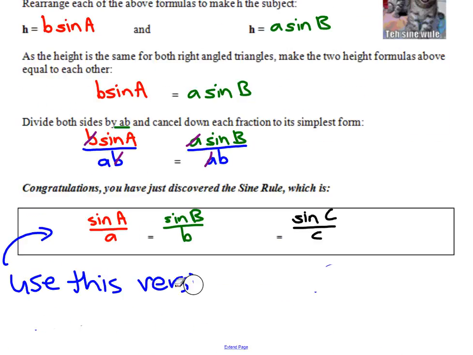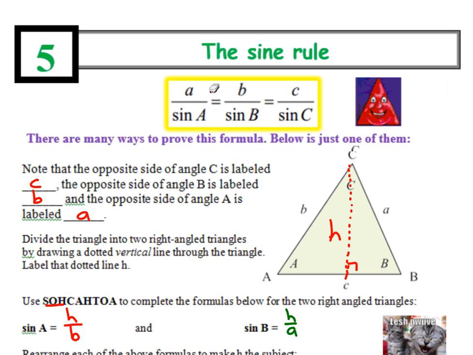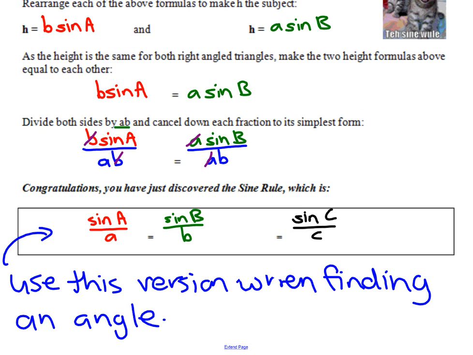What we tend to use is this flipped version when finding an angle, because what do we have on the top? We have an angle. This is just my suggestion, because it's easier to have the unknown that you're searching for on the top. It's just easier to rearrange. When you're looking for a missing length, use the version that they give you in the formula booklet. When you're looking for a missing angle, I would suggest using the flipped version. It's just easier to solve when you've got the unknown in the numerator. So that's the end of the proof.